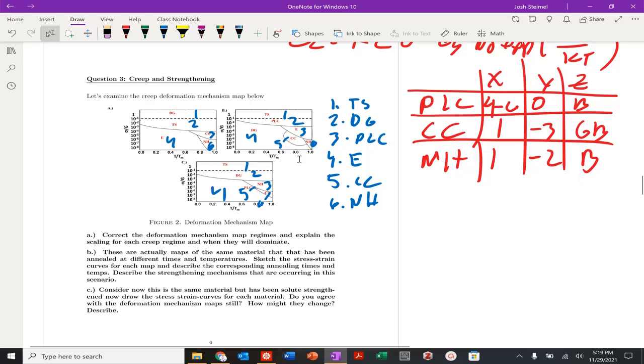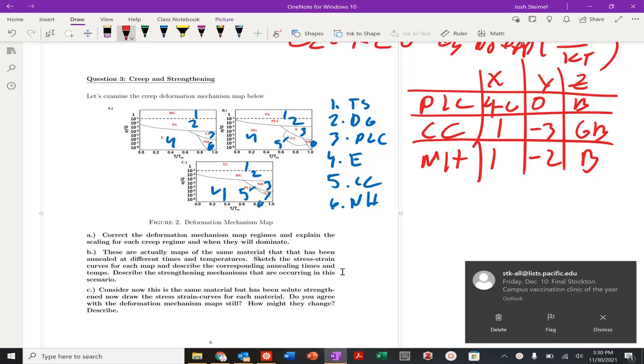Excellent. So now we can get to the next part of this problem. So we've got the correct deformation mechanism maps. Now we can look at, these are all actually maps of the same material that has been annealed for different times and temperatures. So sketch the stress strain curves. So let's go ahead and let's draw them out.